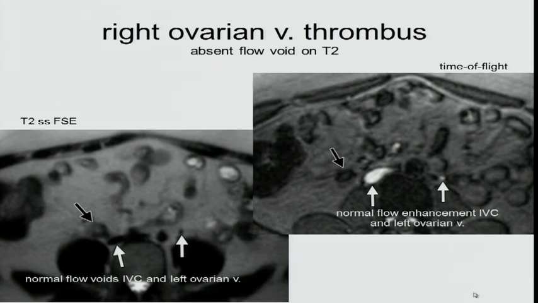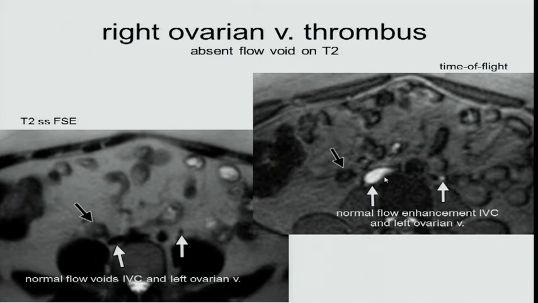So here we have a fast spin echo, and we see flow voids in the vessels on the fast spin echo. And on the 2D time of flight, everything is saturated in that field. And then we see signal in the IVC and the left ovarian vein. So what does the bright signal in the IVC and the left ovarian vein on a time of flight mean? Remember, that's the slab, everything's saturated, and then what happened in the IVC and the left ovarian vein? New blood flowed in to that slab and gave a bright signal.